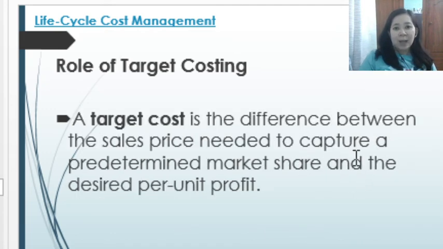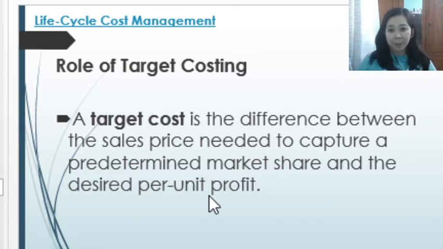So, what do we mean by a target cost? This is the difference between the sales price needed to capture a determined market share and the desired profit. So, meaning to say here, we have already established the desired sales price as well as the desired profit per unit. With these two, we just get the difference, and the difference will be the cost of producing that product.